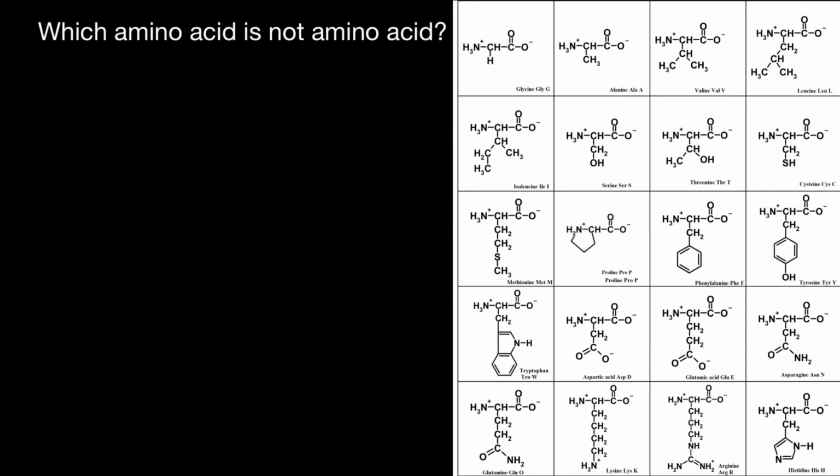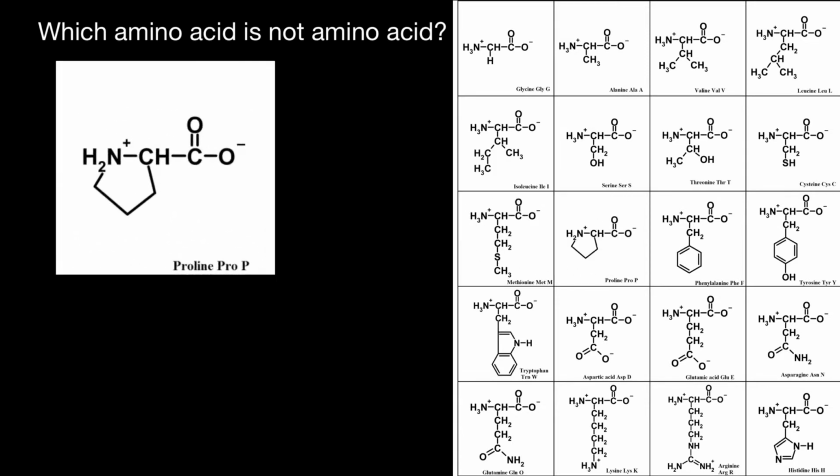Today we are going to talk about which amino acid is actually not an amino acid. And I'm not trolling you. Take a look. Here we have 20 amino acids and one of them is technically not an amino acid. I want to give you a couple more seconds to think which one is not an amino acid, and actually this is going to be proline.